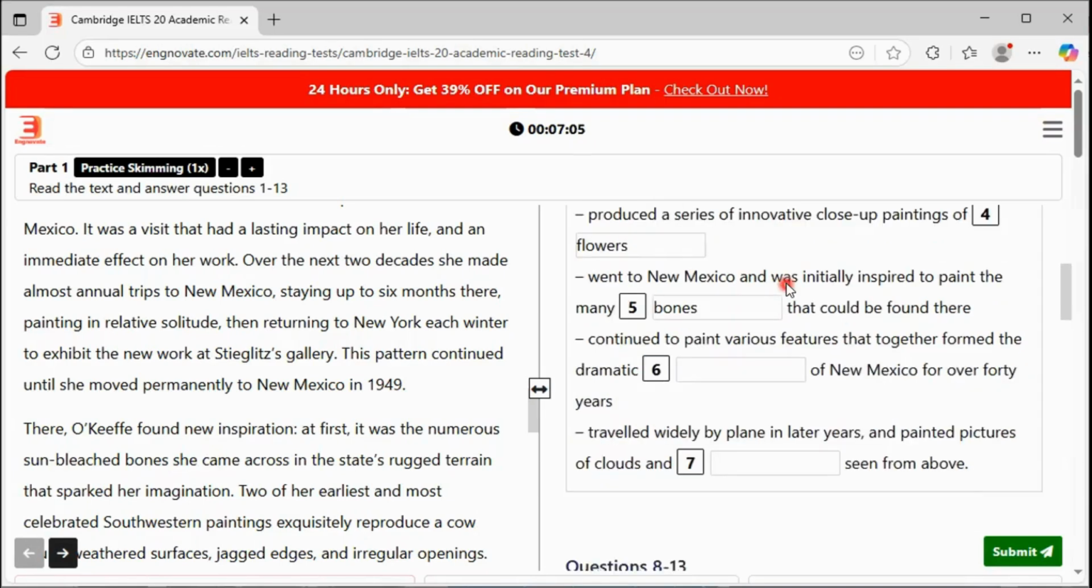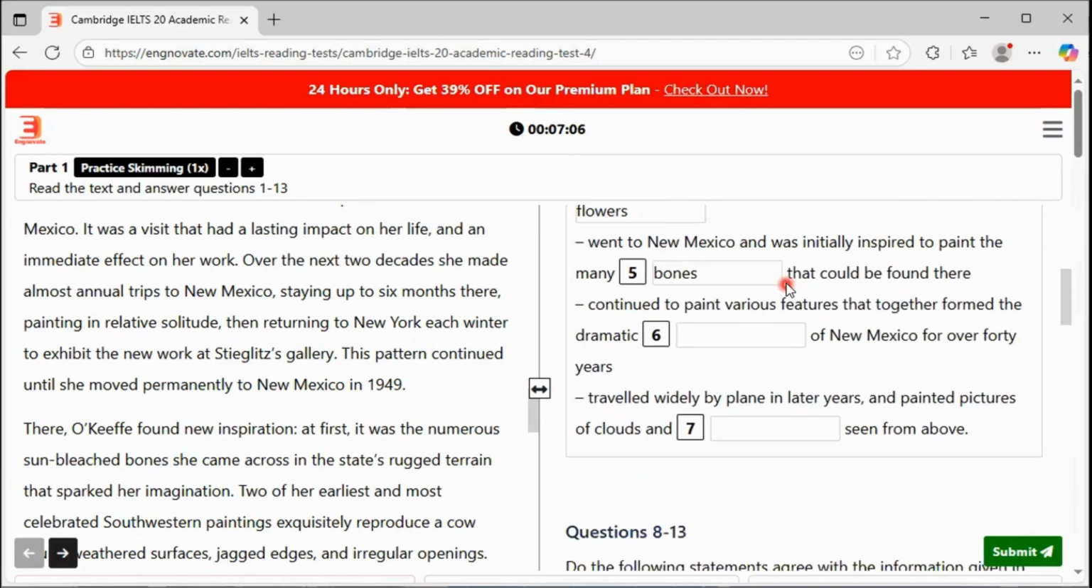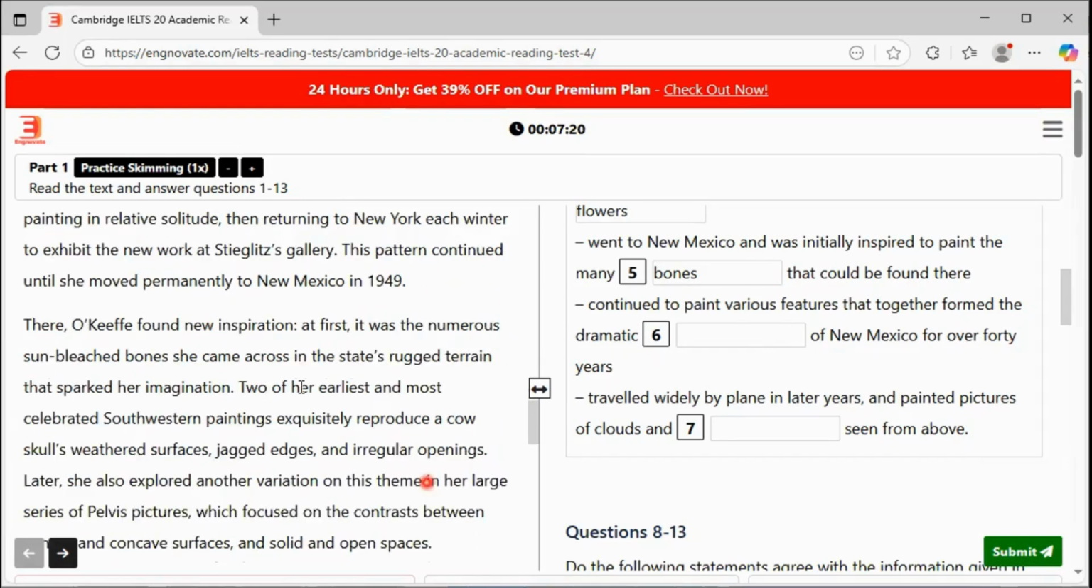I hope you guys are with me. Many bones. Continue to paint various features that together formed the dramatic dash of New Mexico for over 40 years. Back to the passage. Two of her earliest and most celebrated Southwestern paintings exquisitely reproduced a cow's skull. Cow's skull. Dramatic dash of New Mexico.